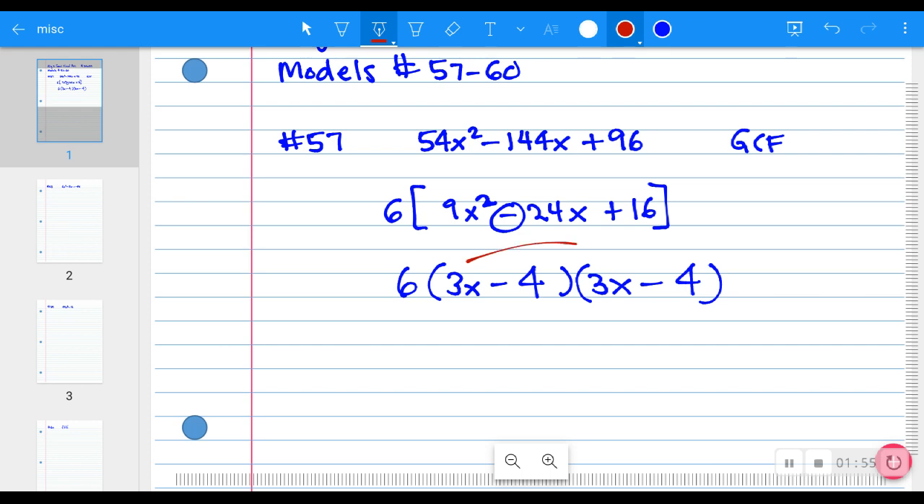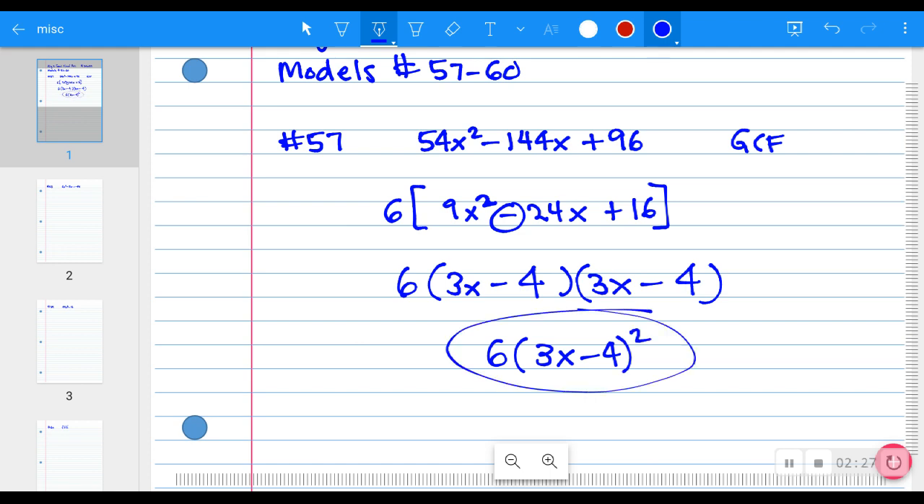Does the first times first give 9x squared? Yeah, that worked out okay. Does the last times last give 16? That worked out just fine. And then you get a minus 12x and a minus 12x, which would give negative 24x. So the middle term works out too. The only other thing you can do on this is write it in shorthand. Since it's 3x minus 4 times itself, you can just put a squared there, and there's your final answer.